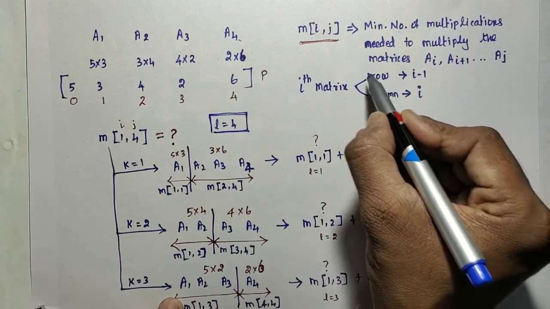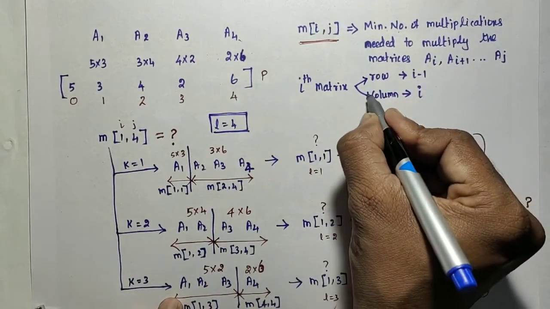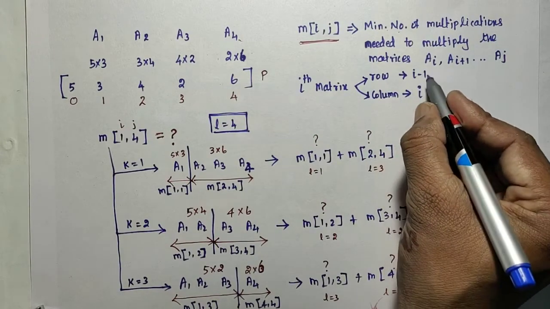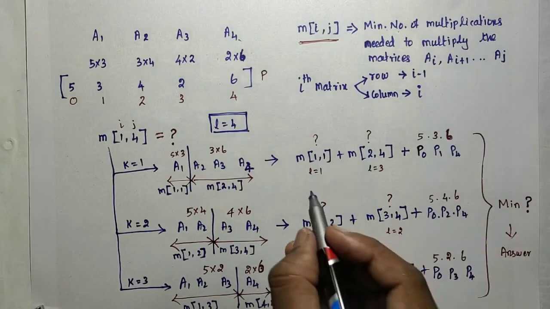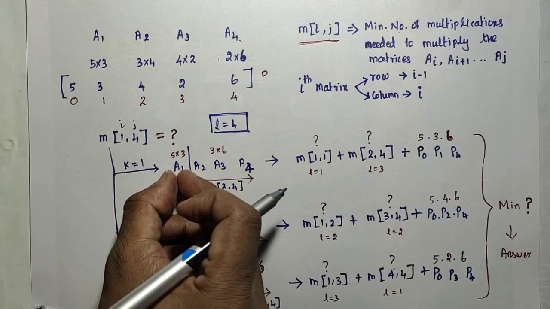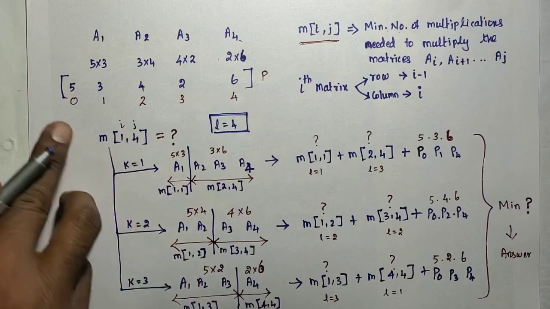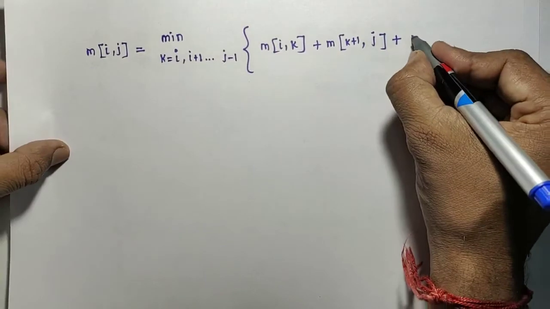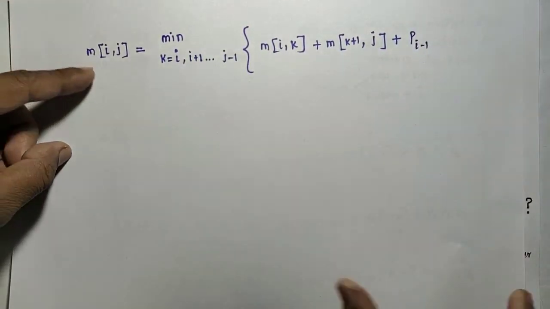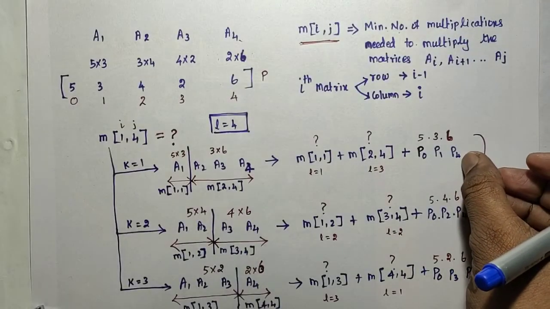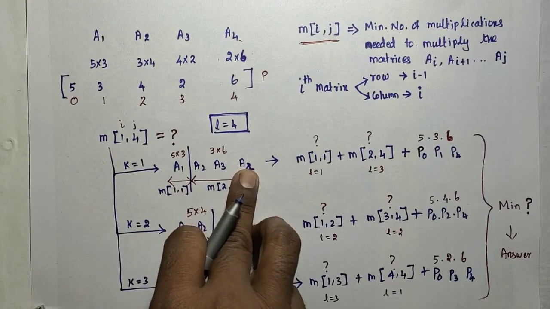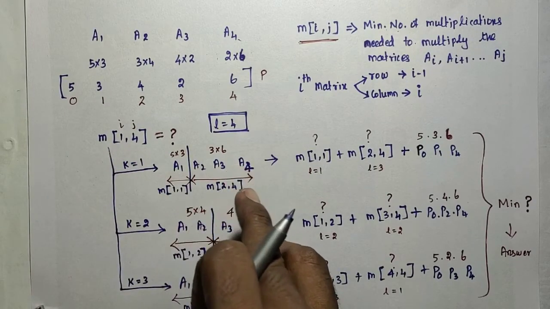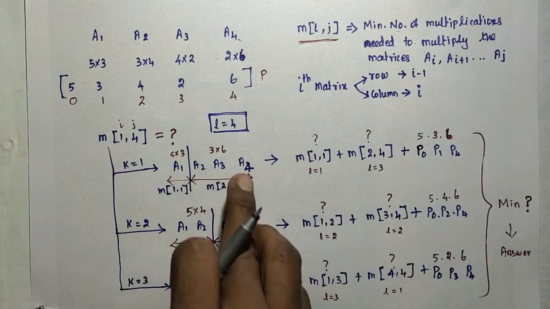The ith matrix's row index is i minus 1 and the column index is i. So P i minus 1 into P i. Here I need the first matrix's row size, that is P i minus 1, that is P0. And the last one is the last matrix, A4. It is the jth matrix, and its column size is what we need.